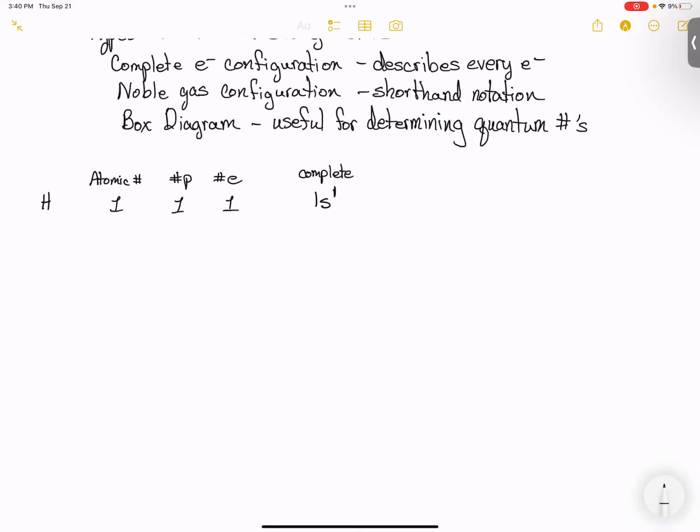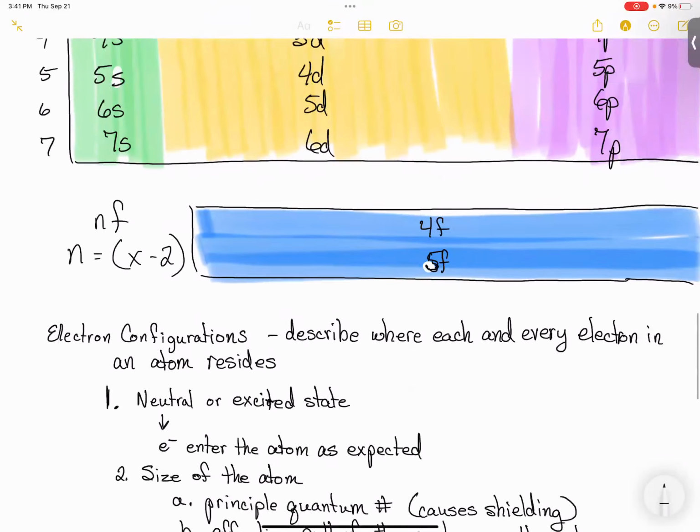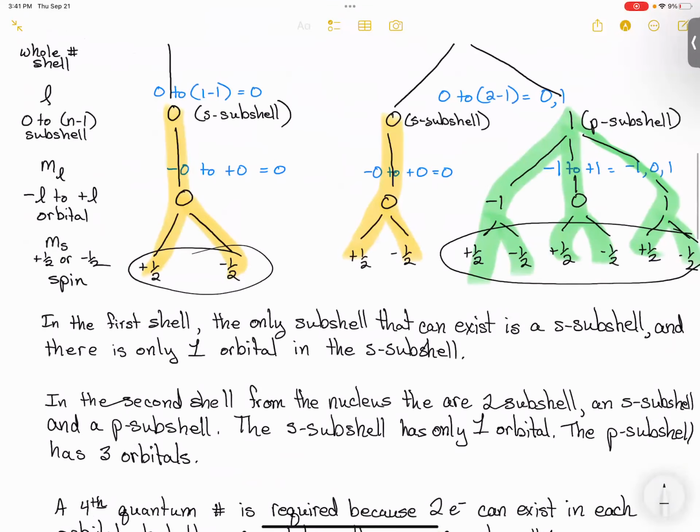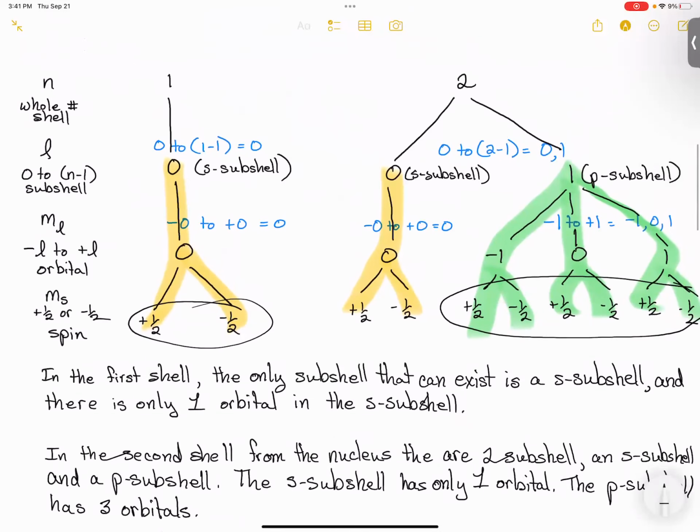Now, unfortunately, I cannot do a noble gas configuration until we get to lithium at the earliest. Because you've got to be past a noble gas to write a noble gas configuration. But we can go ahead and do a box diagram. Now, and I'm going to scroll way back up to this thing.